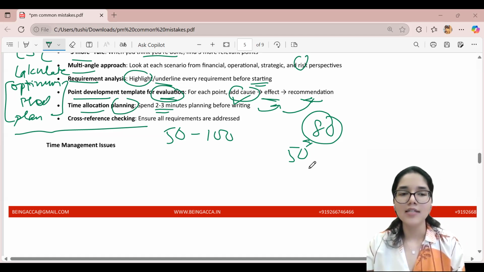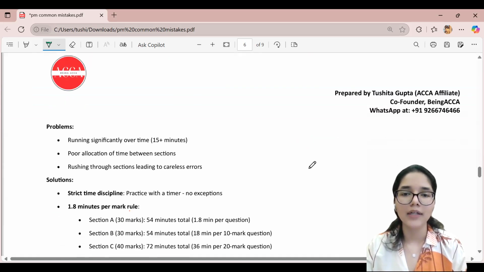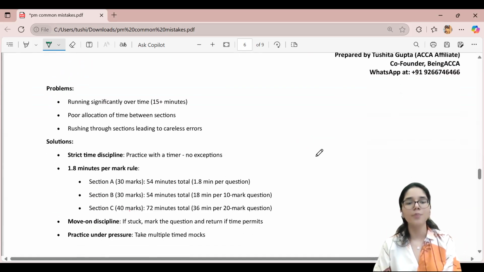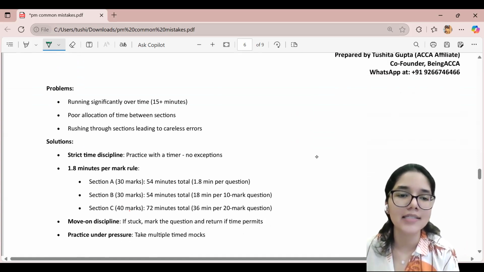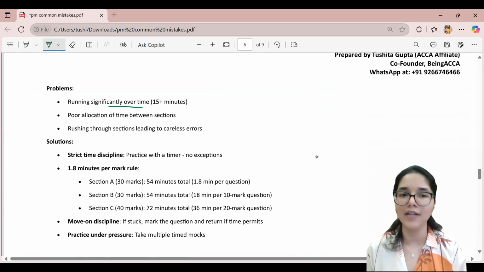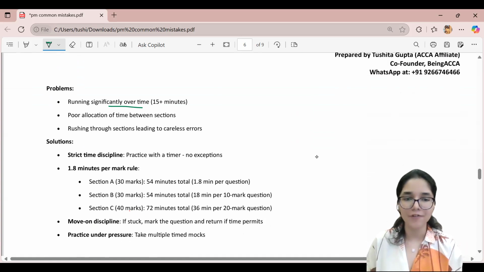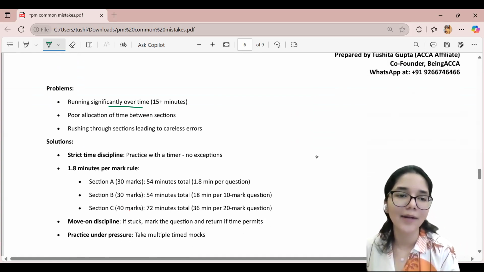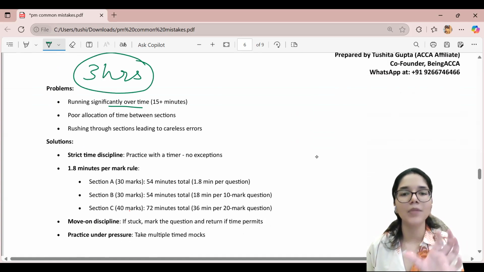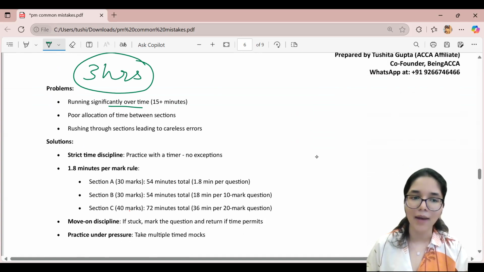Then coming towards another set of issues which pertains to the time management problems. So the problems are you people are running significantly over time. Not every one of you, but some of you. I have mentioned it in the feedback that you people have received. If you have mentioned your time taken and if you have exceeded 3 hours, that means there is something which you have to do about your time management.